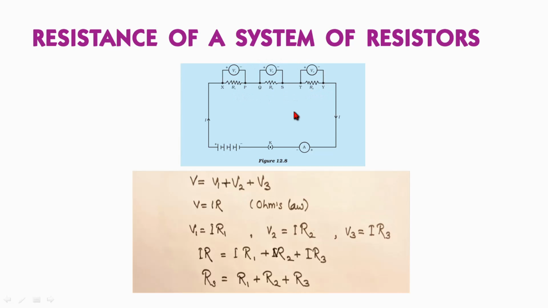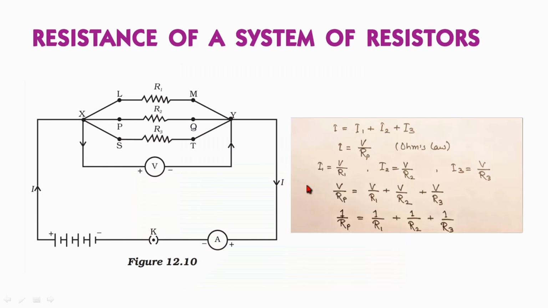You can also understand this simply by thinking that the electrons have to travel through each resistance one by one. So electrons have to travel through all the resistors. So the resultant resistance in series pattern will be simply added.